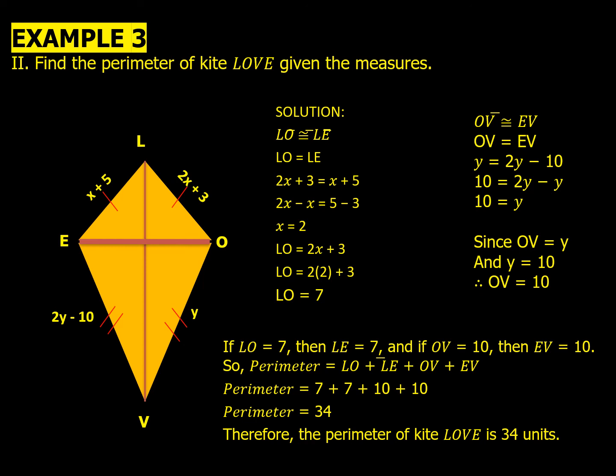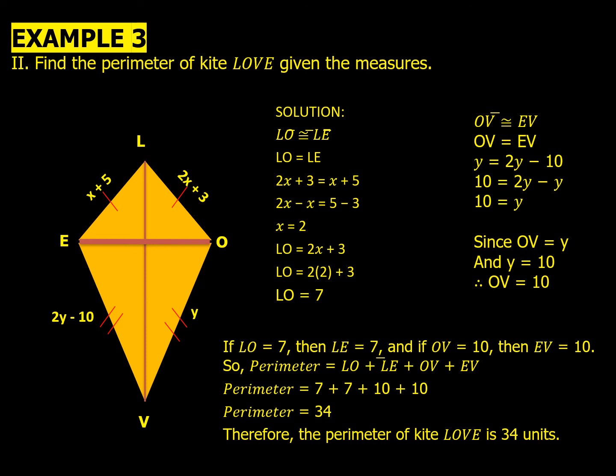So the first step of the solution is, since segment LO is congruent to segment LE, we can say that LO is equal to LE. So by substitution, we have 2x plus 3 is equal to x plus 5. Transposing x to the left and positive 3 to the right, we will have 2x minus x is equal to 5 minus 3. So 2x minus x is equal to x, and 5 minus 3 is equal to 2.